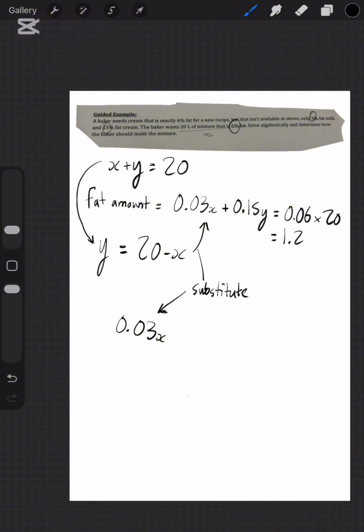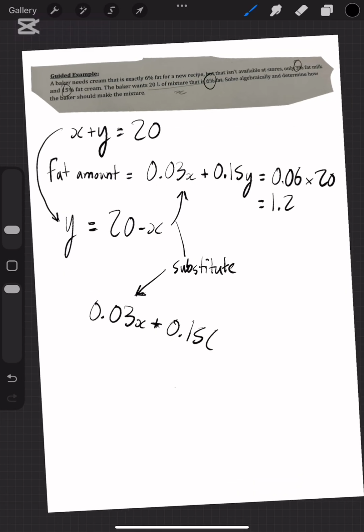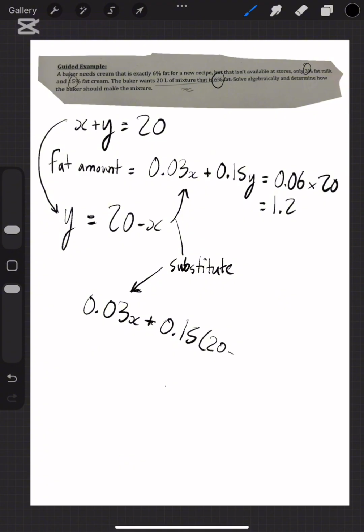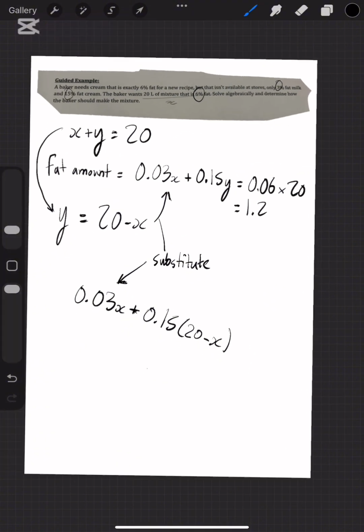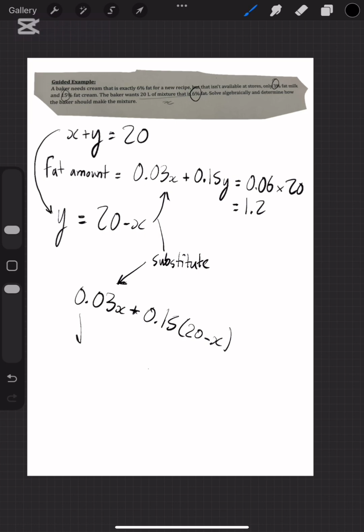Here's 0.03x, should be a plus 0.15 times the equation for y in x. So 20 minus x should be equal to 1.2.